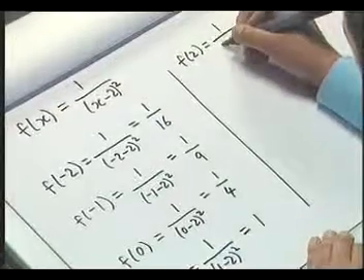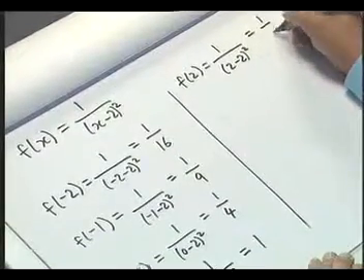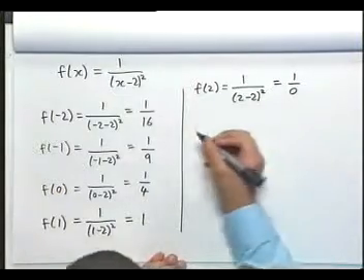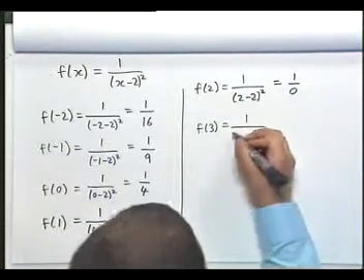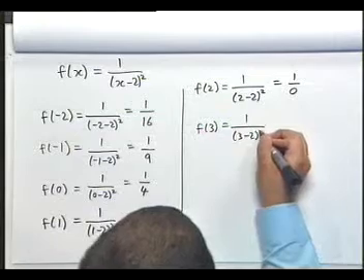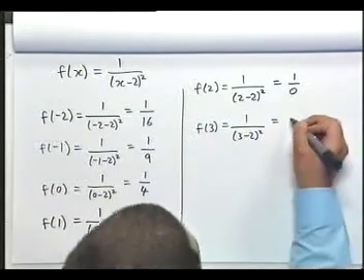f of 2 gives us 1 over 2 minus 2 all squared, which gives us 1 over 0, which presents us with exactly the same problem we had in the previous example when we had 1 over x. And so we have to exclude x equals 2 from the domain. f of 3 gives us 1 over 3 minus 2 all squared, which is 1 over 1 squared, which just gives us 1 again.